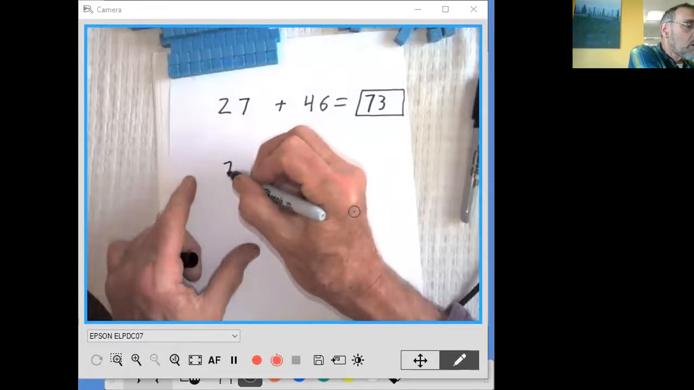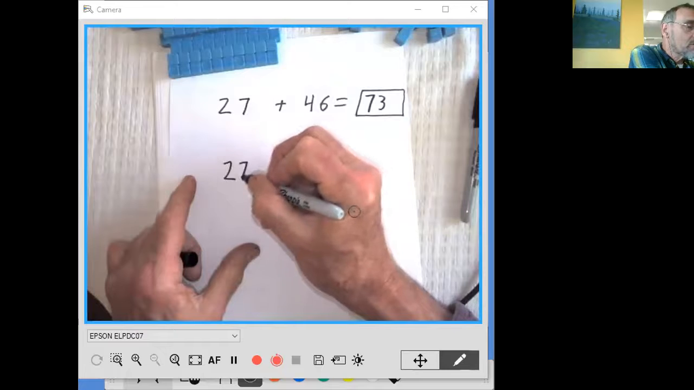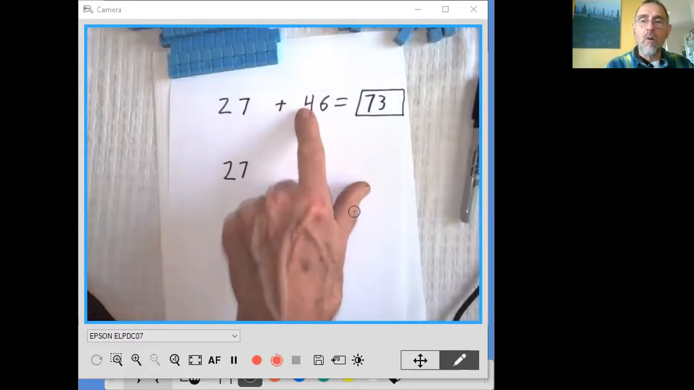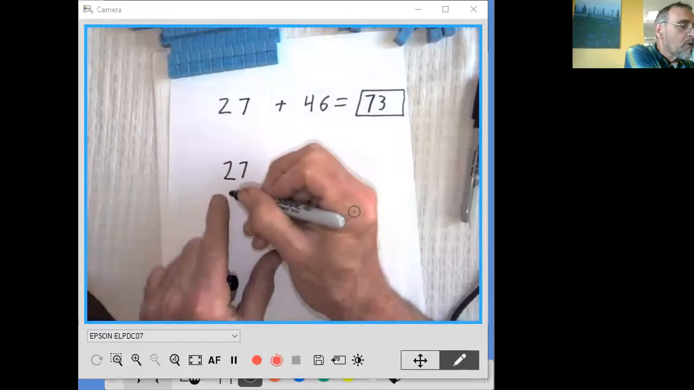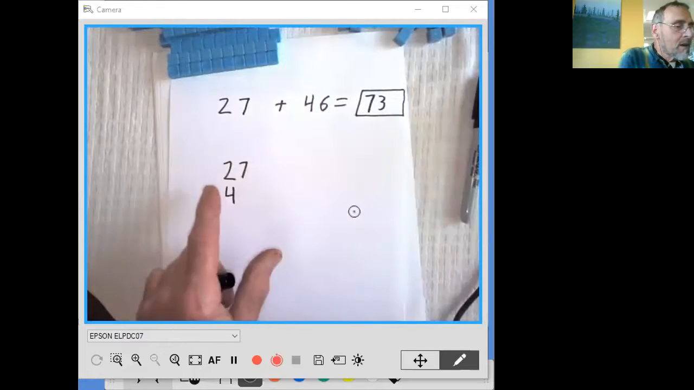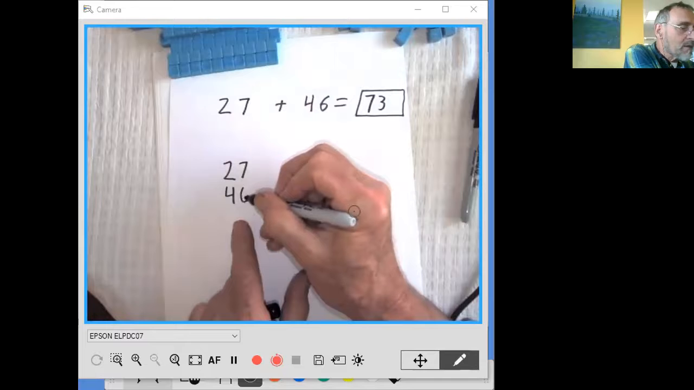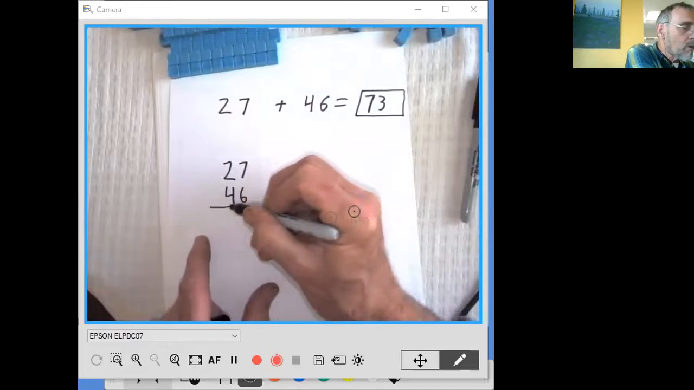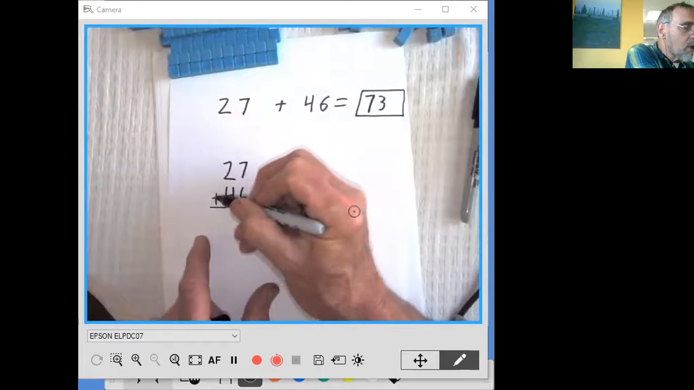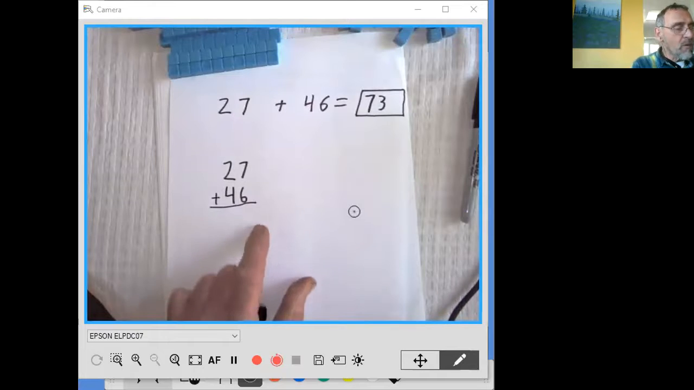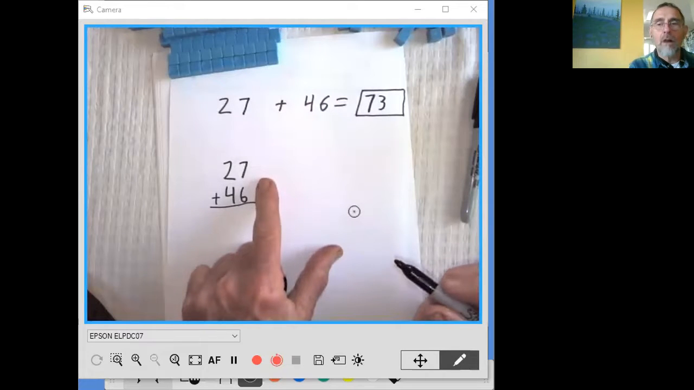So I'm going to put 27, and I'm going to write 46 right underneath with the 4 under the 2 because they both represent 10s, and the 6 under the 7 because it represents 1s. I'll draw my line, and I put the plus in last. Now, to show this, I want to draw a model for each number.